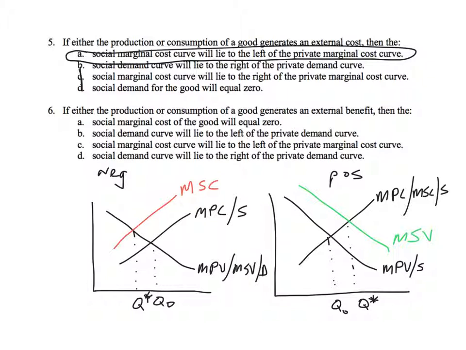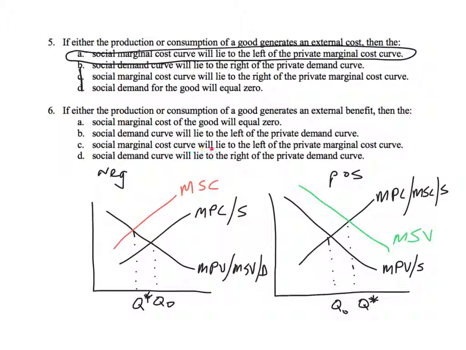If either the production or the consumption of the good generates an external benefit, well, here the marginal social value curve is above the marginal private value because there are benefits being enjoyed by people outside the market. And we don't worry about whether it was the production process or the consumption process that created those benefits. Social marginal cost 0, no. Social demand curve will lie to the left. No, the social demand curve is to the right if you're going to think right-left instead of up-down.